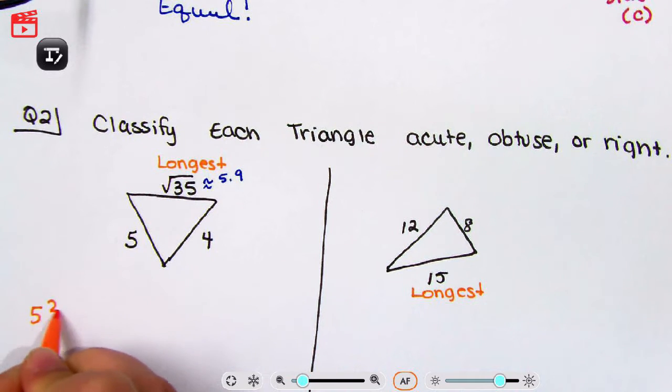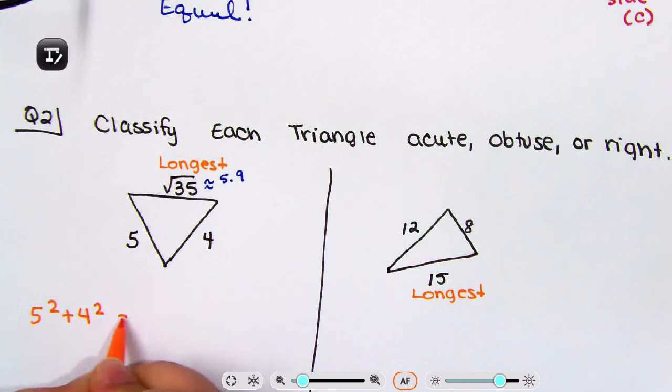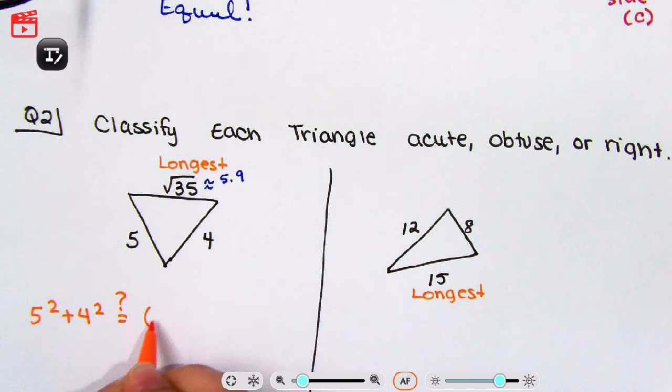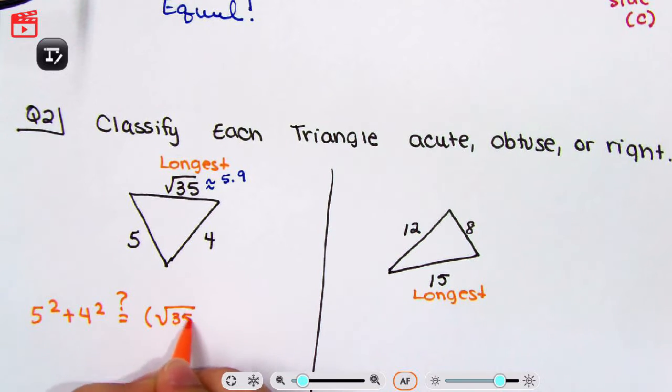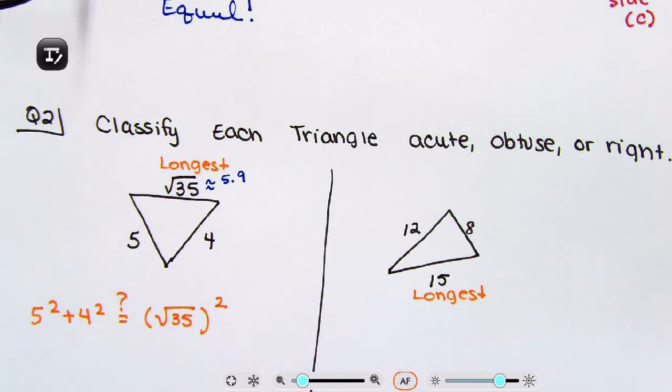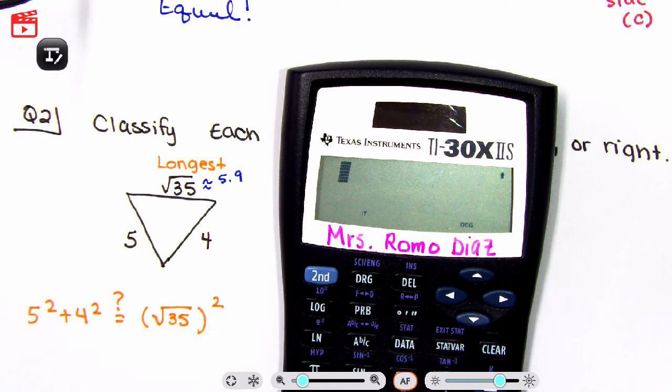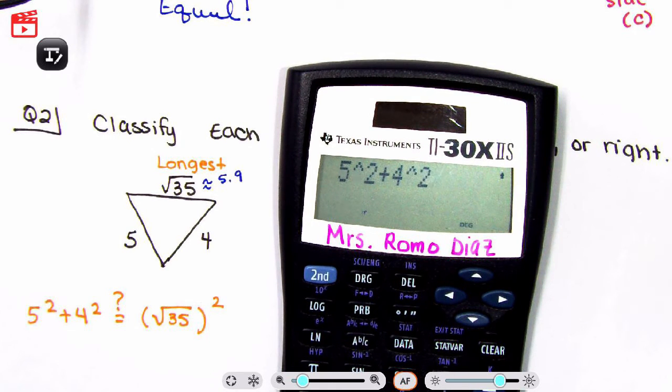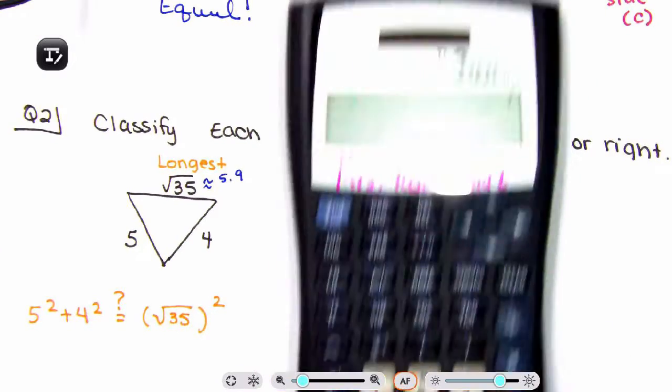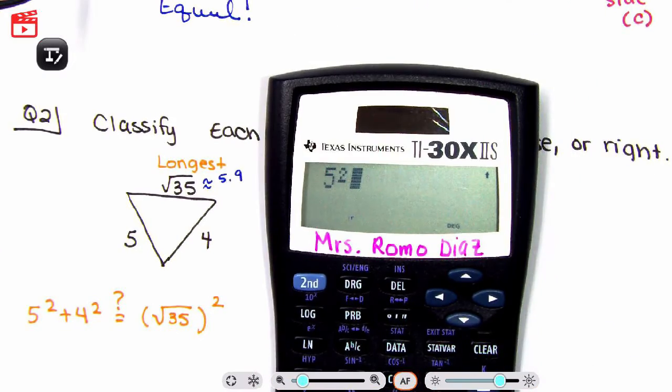We have 5 squared plus 4 squared is potentially equal to the square root of 35 squared. So we'll see. And I'm just going to type everything into my calculator. I don't really want to press enter too many times. So 5 squared plus 4 squared. And if you don't want to use the caret, you can just use this squared button right here. So if we do that, we got 5 squared plus 4 squared.